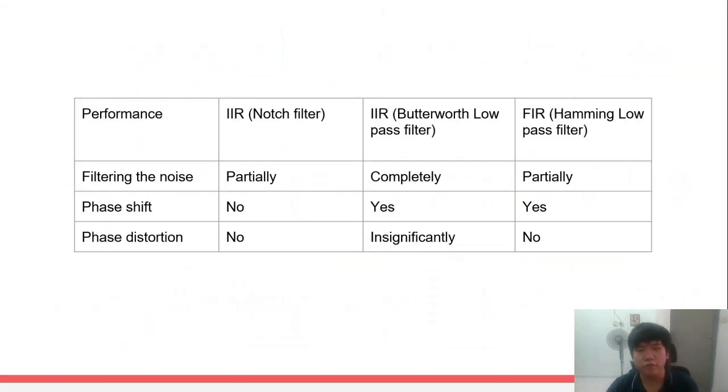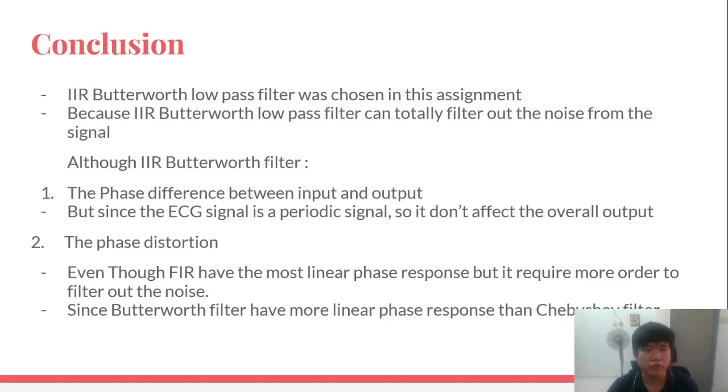So this is a summary of the filters, and the conclusion is that the IIR Butterworth low pass filter is what we are choosing in this assignment because it can totally filter out the noise for the ECG signal. Although the IIR Butterworth low pass filter has a phase difference, since our ECG is a periodic signal, it doesn't affect the overall output. But even though FIR has a more linear phase response, it requires more order to filter out the noise. But for the Butterworth filter, only 5th order is needed to filter out the noise, and it has a more linear phase response compared to other types of IIR filter.